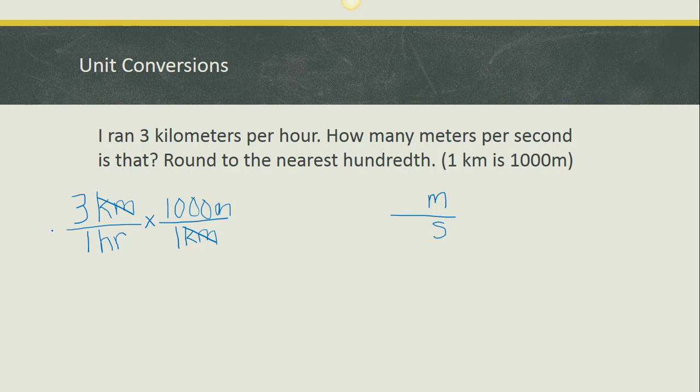Now I have hours on the bottom still and I want seconds. So I'm going to say, well, I know that 1 hour, notice how I'm putting on the top to cancel with that 1 hour on the bottom. 1 hour is equal to 60 minutes. So those hours will cancel. But now I have minutes and I want seconds. So I have to do one more step. I have to say, well, I know that 1 minute is equal to 60 seconds.